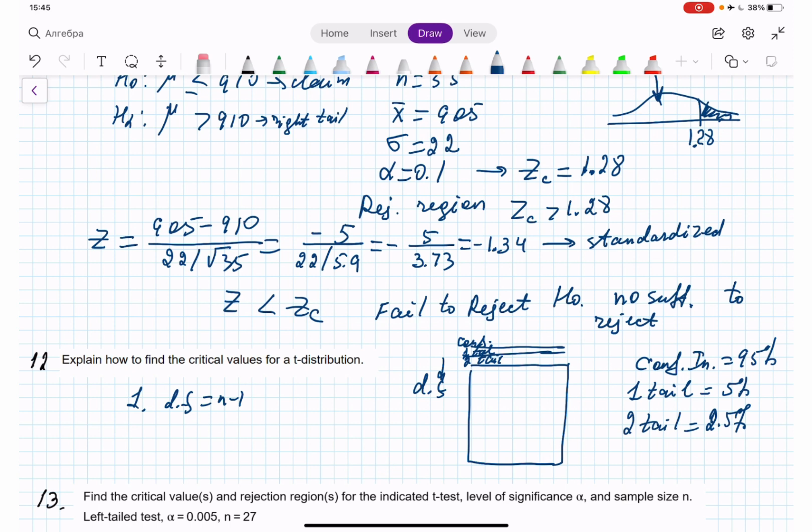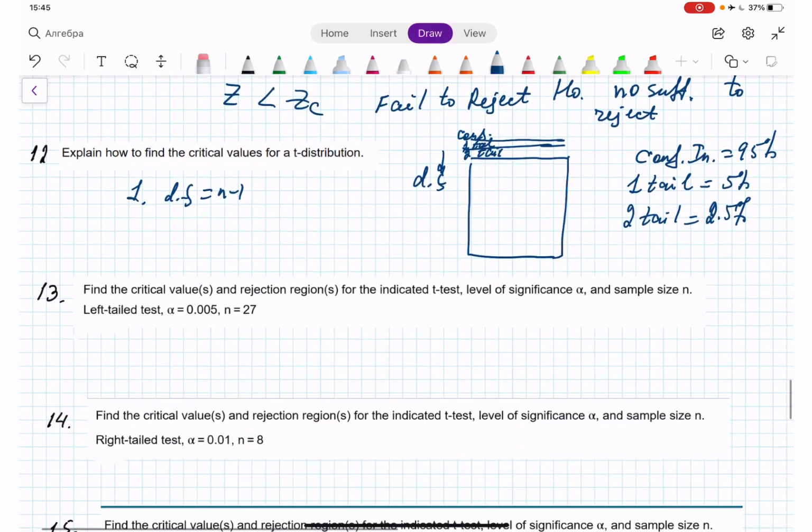So if the hypothesis test turned out to be left-tailed, then we are going to use one tail, and we use negative sign because, remember, left tail, it's always going to end up with a negative critical value. And if it's right tail, then it's going to end up with positive. But if it's two tail, we're going to end up with positive and negative. Okay, next question, number 13.